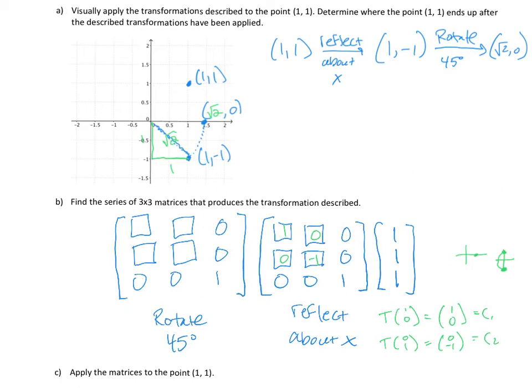For my rotation matrix, I have to figure out what happens to 1, 0 and 0, 1 when I rotate 45 degrees about the origin. So T of 1, 0, just going to draw a picture of it. Here's 1, 0. If you rotate 45 degrees about the origin, picture the unit circle. This is root 2 over 2, comma, root 2 over 2. Oh, and I should have written it vertically.